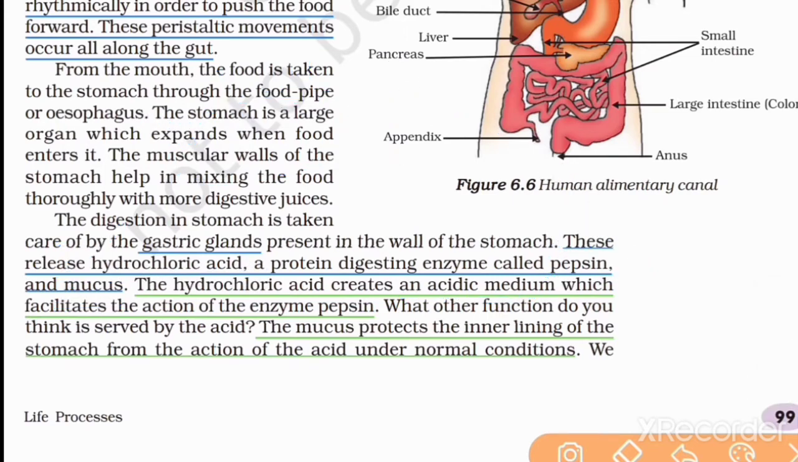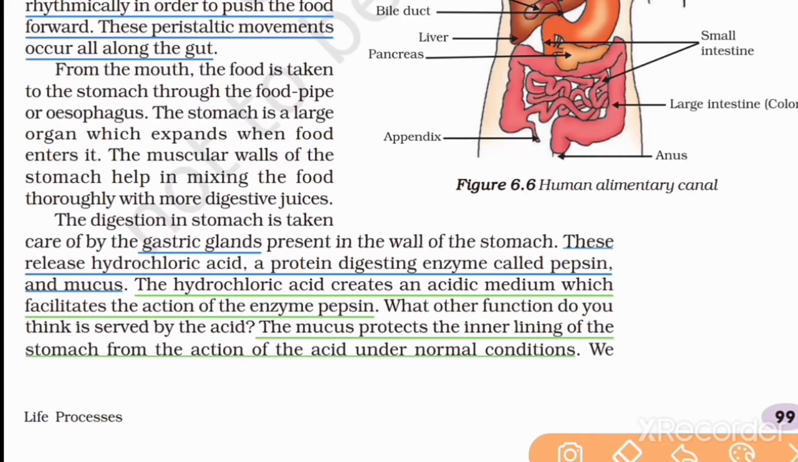Here, digestion in the stomach is taken care of by the gastric glands present in the wall of the stomach. These release hydrochloric acid, the protein digesting enzyme called pepsin, and mucus. Hydrochloric acid creates the acidic medium and it facilitates the action of the enzyme pepsin. When food enters the stomach, the hydrochloric acid kills the microbes entering with the food. The other function is to enable the action of the pepsin enzyme.